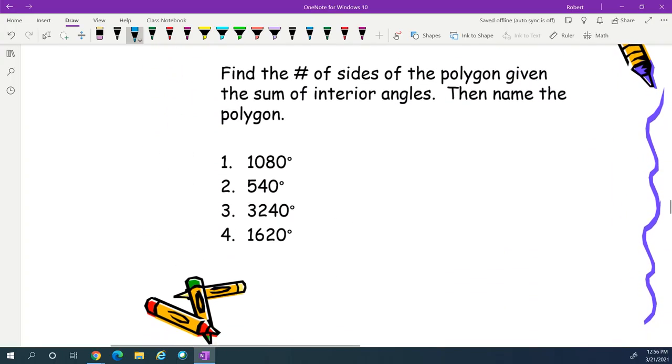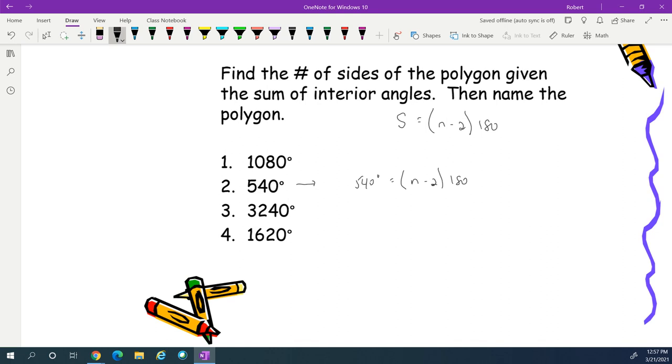We can use that formula in reverse. Remember our formula, sum equals n minus 2 times 180. Well, make that a little bit neater. Sometimes we know the sum of the angles. For example, we were given in number 2, 540 degrees. That's the sum of the angles, n minus 2 times 180.